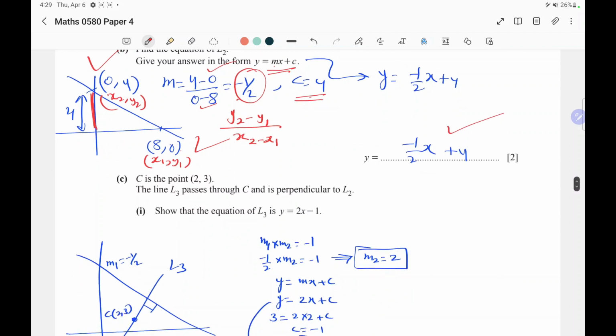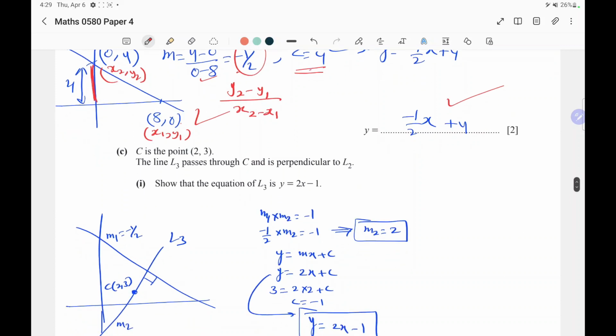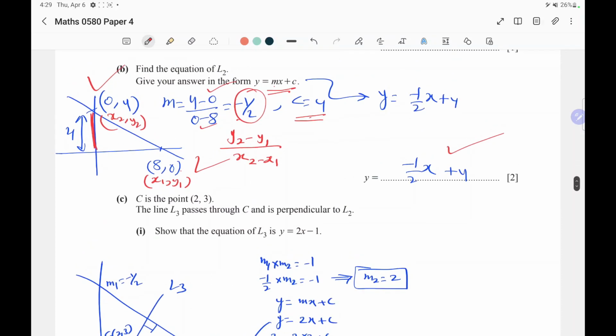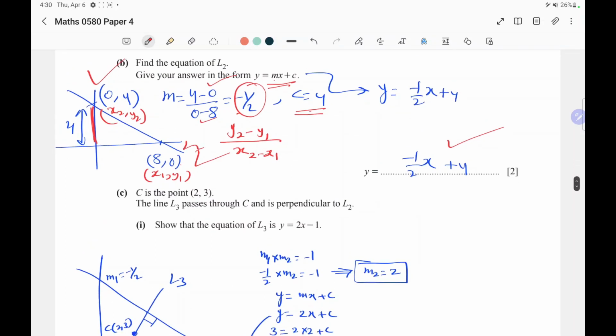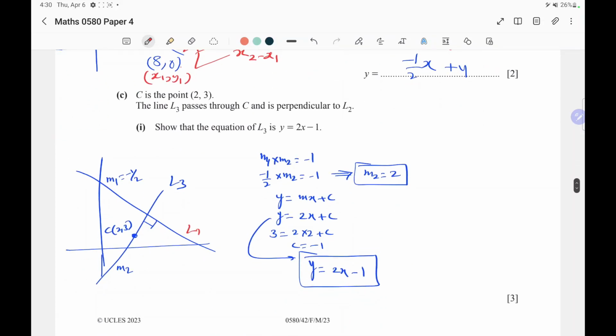Now C is the point 2, 3, and L3 passes through C and is perpendicular to L2. So it was my L2, right? So this is my L2 and this is my L3, and C is the point 2, 3, which I have shown here, and L3 passes through C and is perpendicular to L2. So this line. Okay. Now show the equation. It means we need to find the equation of this L3.